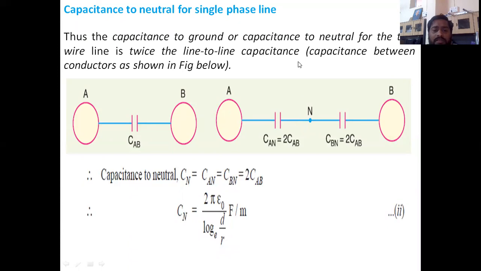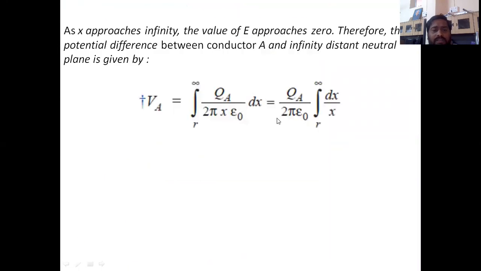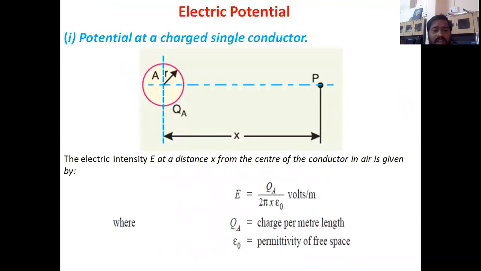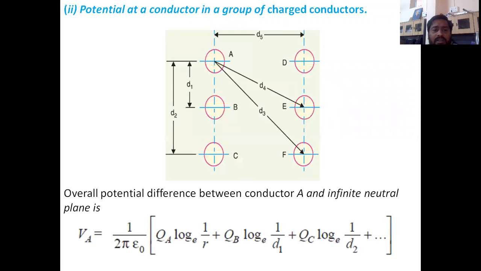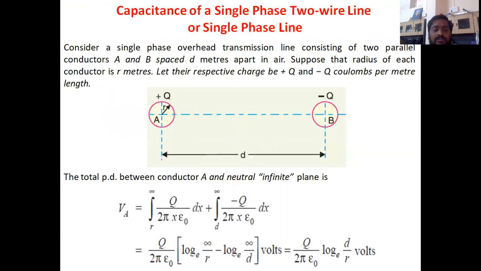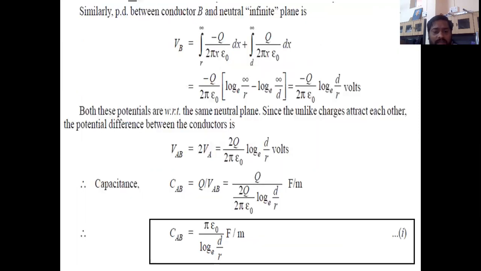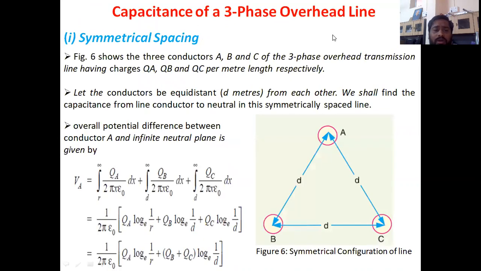So in this lecture we discussed the concept of capacitance and the potential difference generated in a single current carrying charged conductor, and the potential at a conductor in a group of charged conductors, and also the capacitance of the single phase two wire line. Thank you. In the next lecture we will discuss the capacitance of the three phase line for symmetrical spacing and for unsymmetrical spacing. Thank you.